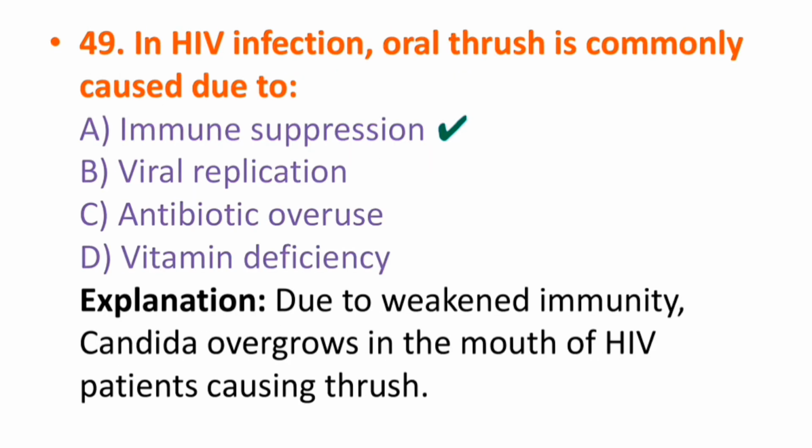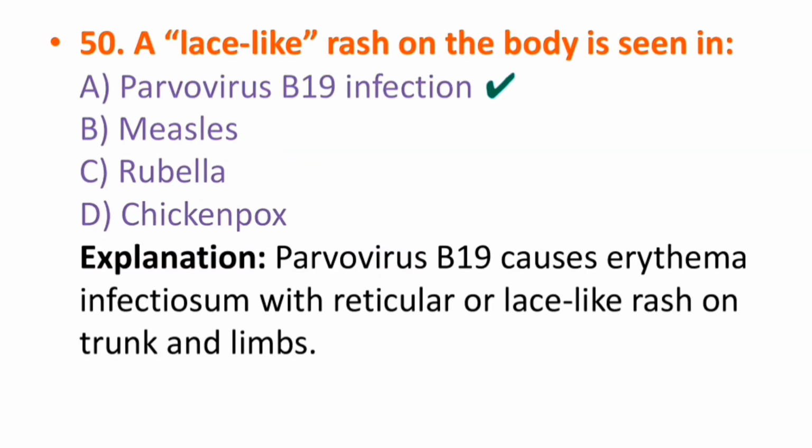In HIV infection, oral thrush is common due to option A immune suppression, option B viral replication, option C antibiotic overuse, option D vitamin deficiency. The correct answer is option A immune suppression. Due to weakened immunity, candida overgrows in the mouth of HIV patients.